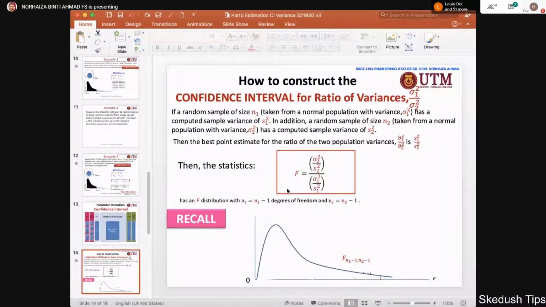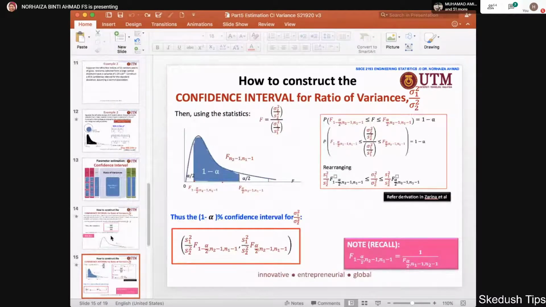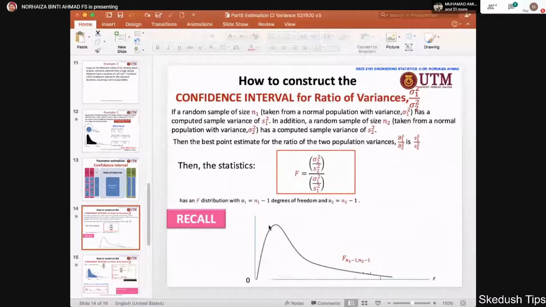But anyway, this F distribution has n1 minus 1 degrees of freedom and n2 minus 1 degrees of freedom. The F distribution is a skewed distribution, with n1 minus 1 and n2 minus 1 degrees of freedom. So similar to the chi-squared distribution, it is skewed, therefore it is not symmetric.